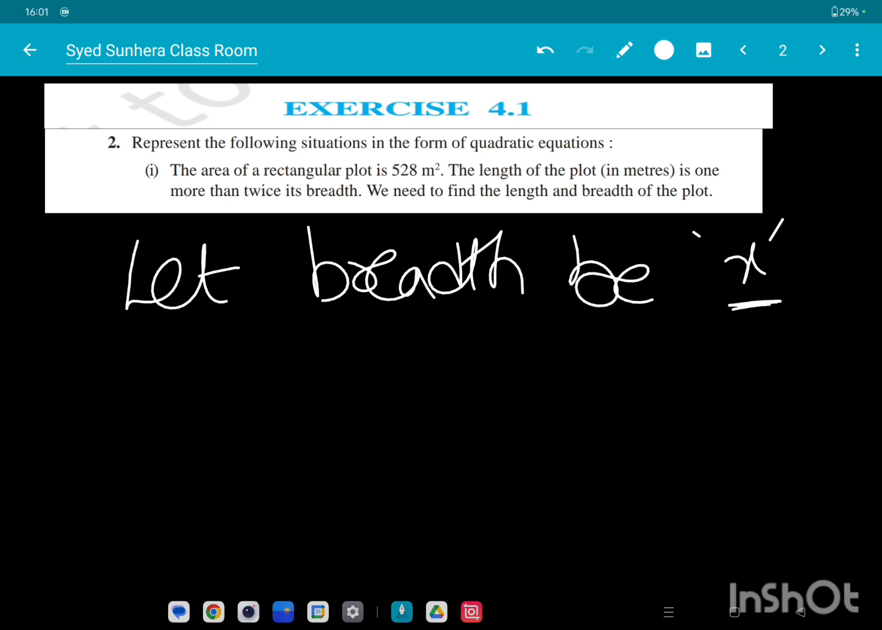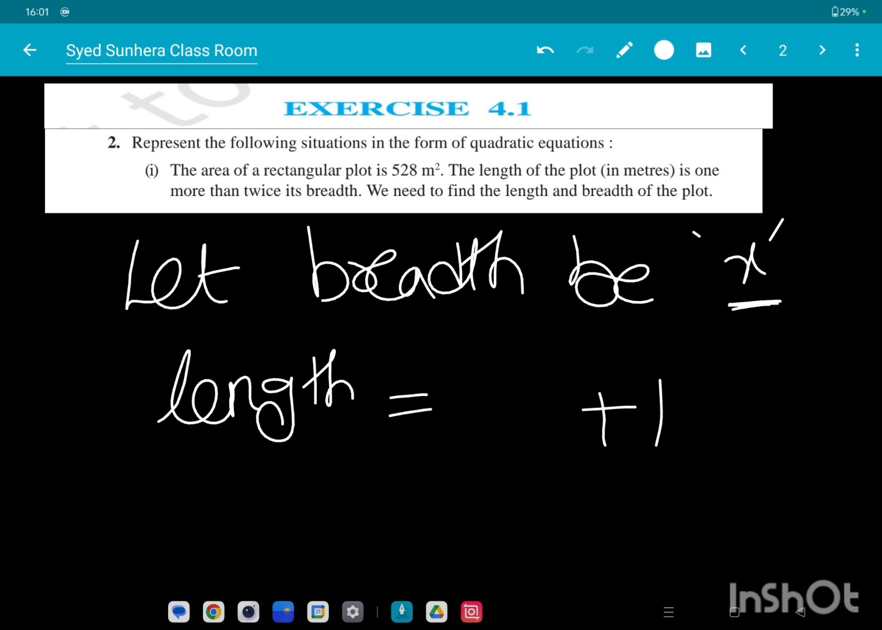So breadth value is x. Now we need to find the length of the rectangle. Here the length will be, it was already given, the length of the plot is 1 more than twice its breadth. 1 more than means plus 1. Twice its breadth, what is the breadth here? x. Twice breadth means 2x. 1 more than twice is 2x plus 1. This is as simple as that. Now we have both length and breadth.